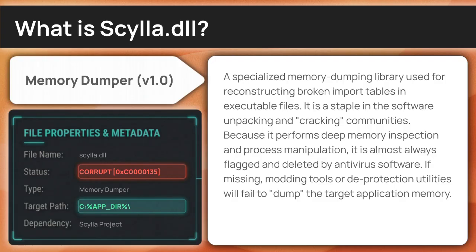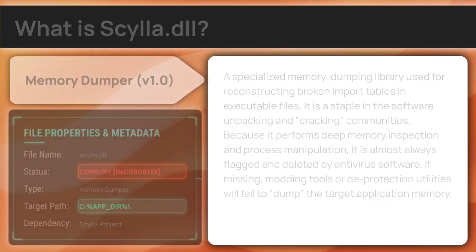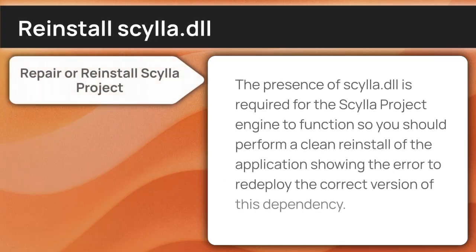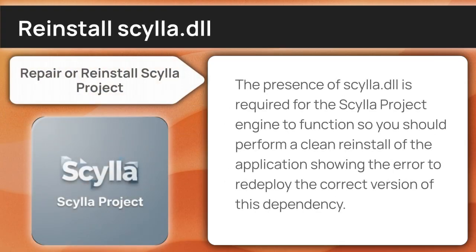Since we've covered what this file is, let's move to the primary fix. The presence of Scylla Debugger module DLL is required for the Scylla Project engine to function, so you should perform a clean reinstall of the application showing the error to redeploy the correct version of this dependency.